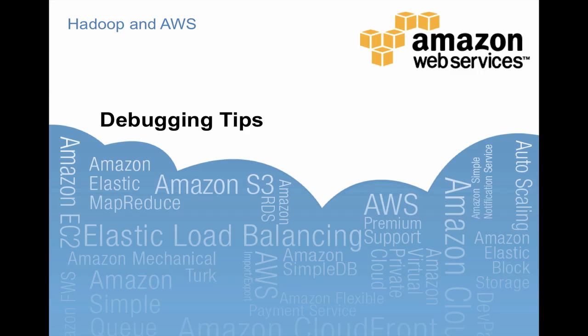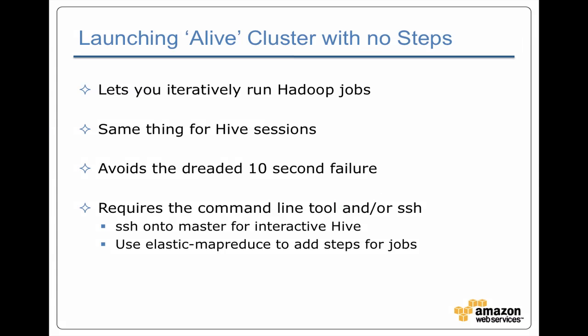Let's talk about some of the ways that you can debug Elastic MapReduce jobs. One of the key things is to use support for having a persistent cluster, a cluster that you start up without actually running any job flows, and then you add steps to it, and you can keep doing that until you get everything right, and then you can terminate the cluster.